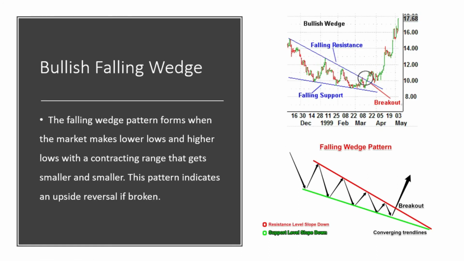The bullish falling wedge, the opposite of what I just showed you. The falling wedge pattern forms when the market makes lower lows and lower highs with a contracting range that gets smaller and smaller. This pattern indicates an upside reversal if broken. So as we can see, same concept. Price falls down to falling support, boom, rallies up, resistance. Same concept, it's getting smaller and smaller and smaller. See the lower high, lower high, lower high, boom, breakout to the upside.